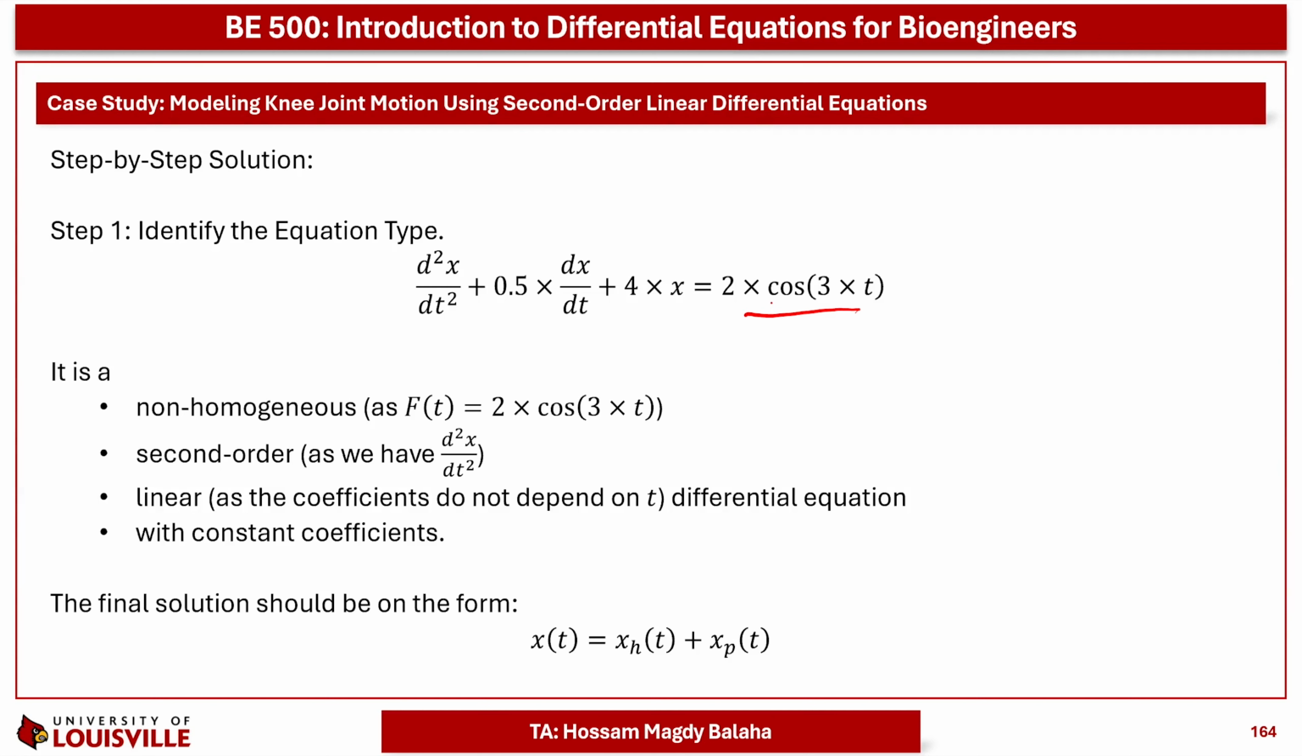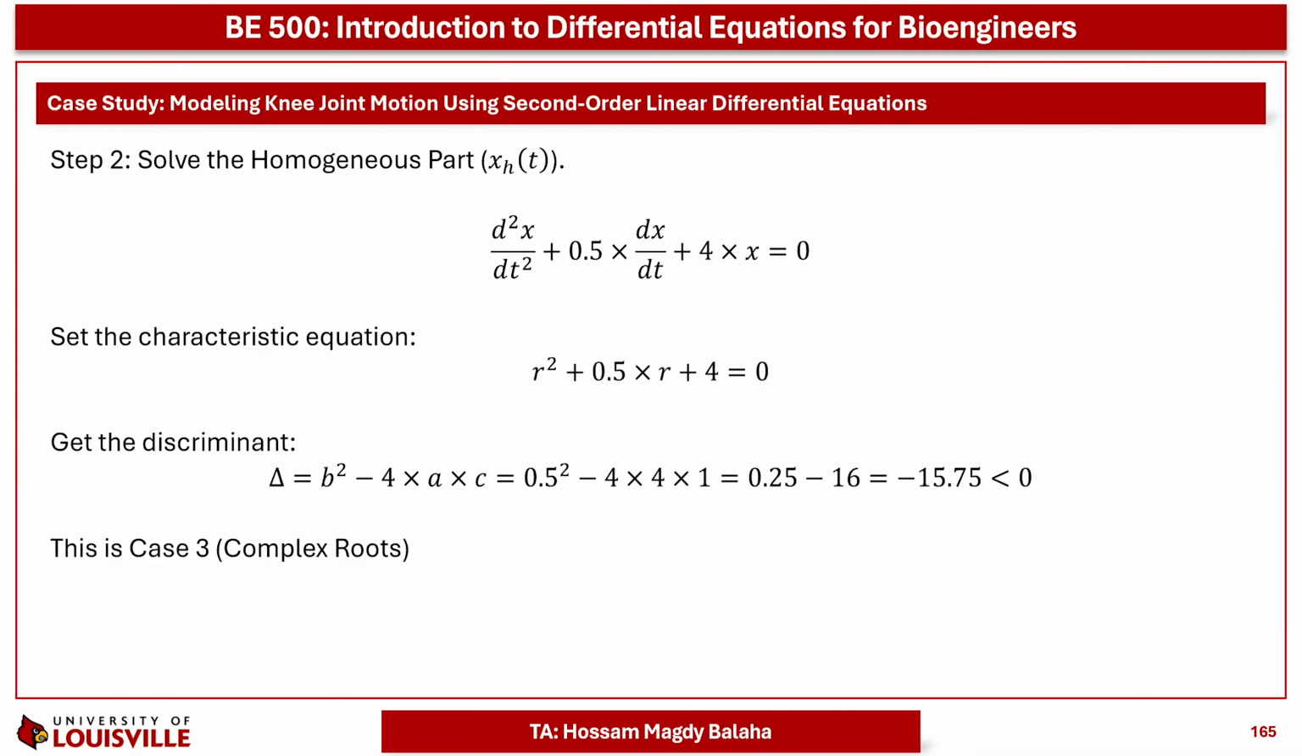we have a force. It's second order because the highest derivative is the second derivative, and it's linear because the coefficients don't depend on t, and we have constant coefficients, so we can use the discriminant and the characteristic equation when you are going to solve the homogeneous part. And the final solution should be of the form xh of t plus xp of t. So let's start by solving the homogeneous part.